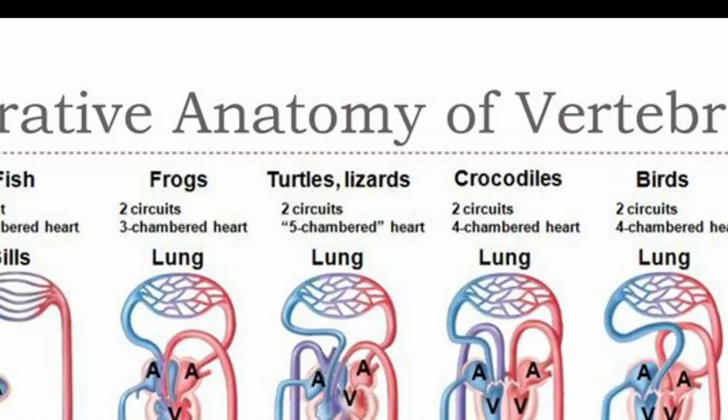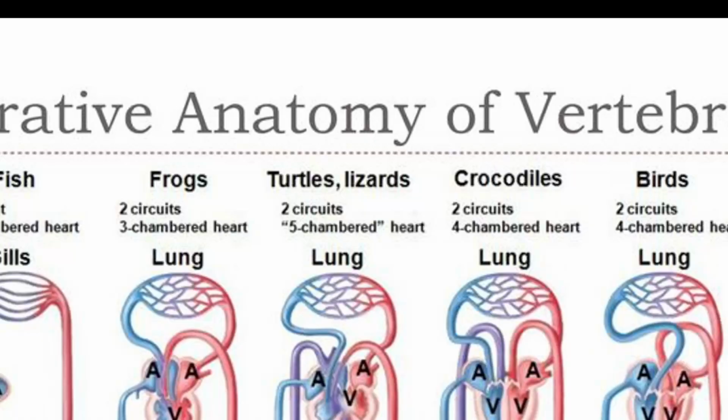Then comes, in evolution, two circulatory loops, the three chambered heart, with two atriums and one ventricle. This is the heart of a frog. It has two circuits, one to the lung and back, and then another circuit operating from the ventricle to the body and back to the heart. So the heart becomes the junction of the circuit. Two circuits, three chambered heart.